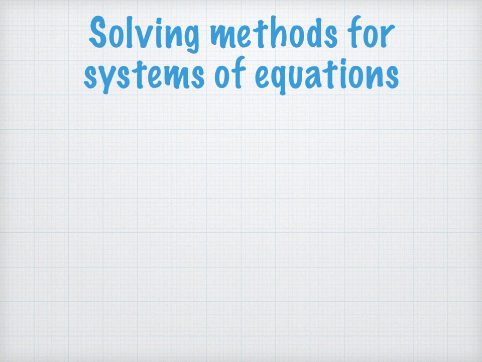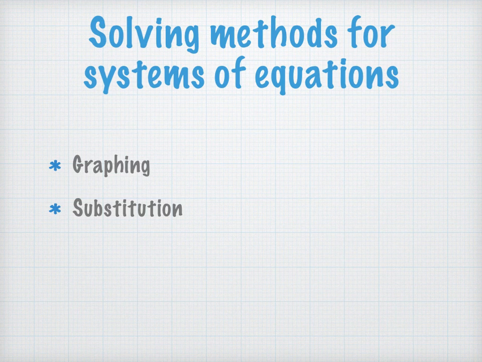Now there's 3 main methods for solving systems of equations. The first one is the most basic, and it is by graphing. The second one, a lot of you are probably familiar with, but we'll still go over it in detail, is substitution. And then the final one is the elimination method. The elimination method is also sometimes referred to as the addition method.